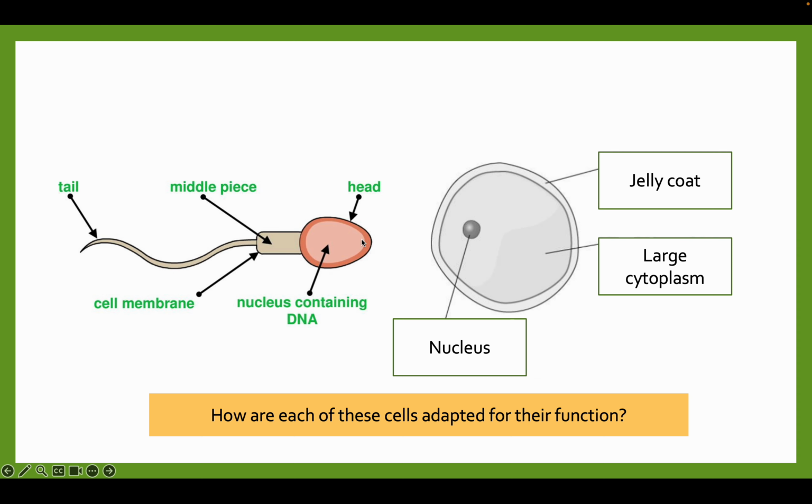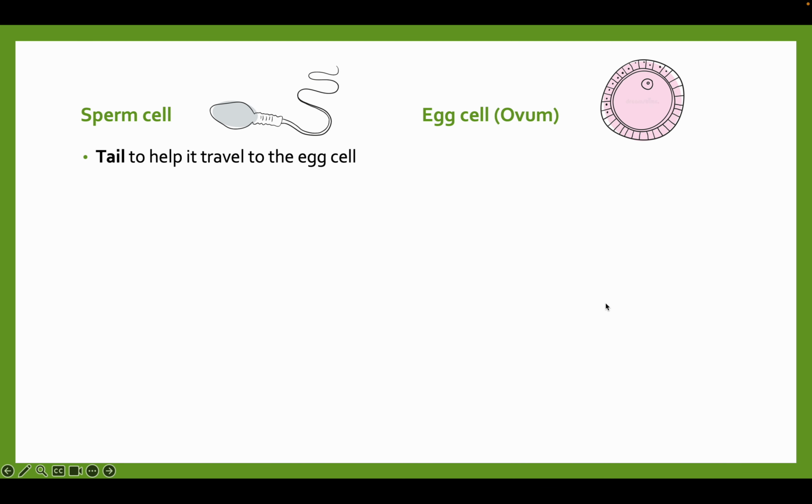Now this head has enzymes that break into the cell membrane of the female sex cells. So let's take a look at how that happens. First of all, it has a tail to help it travel to the egg cell so it can break into it. It also carries the genetic material of the father in its head. So this head contains all the genetic material, the DNA, that's needed so that a new baby can be born.